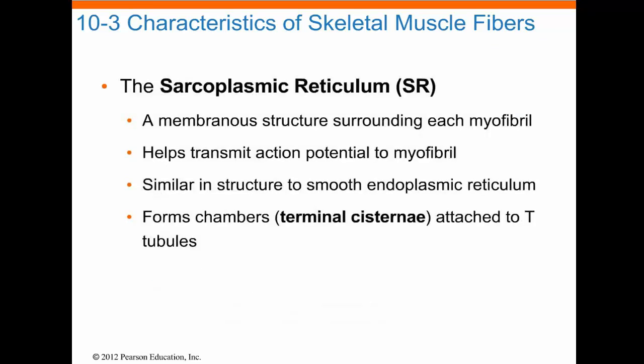The sarcoplasmic reticulum is a membranous structure surrounding each of the myofibrils, and it helps to transmit the action potential to the myofibril. It's similar in structure to smooth endoplasmic reticulum. It has 4 chambers with terminal cisterna. When we're talking about similar to smooth endoplasmic reticulum, that's what's in the other cells, not muscle cells. And it attaches to the T tubules.